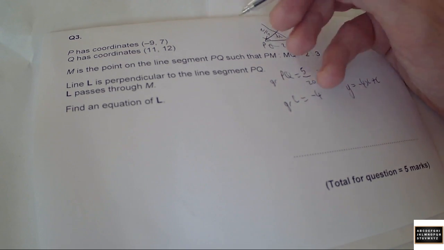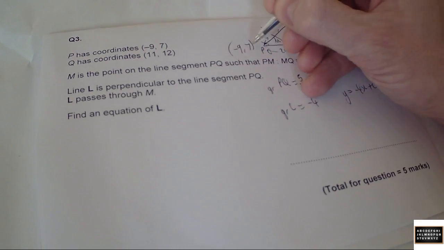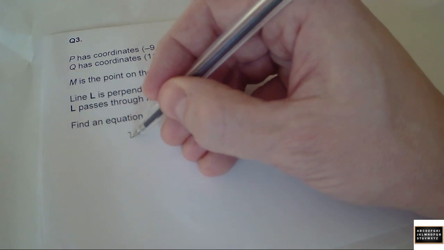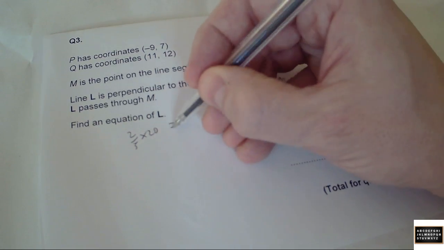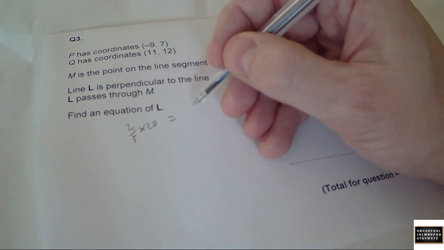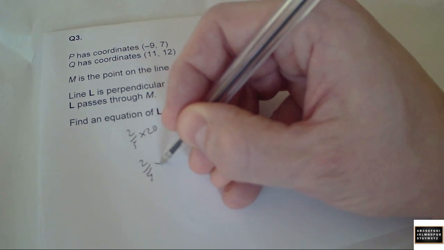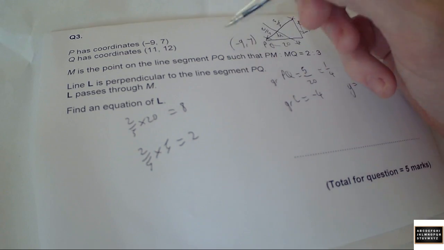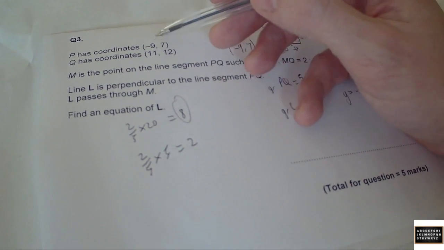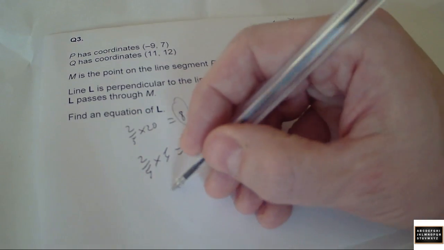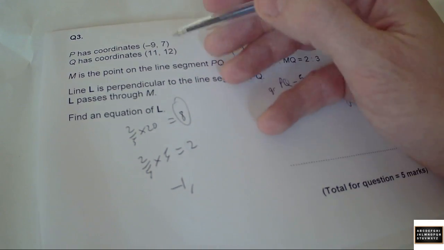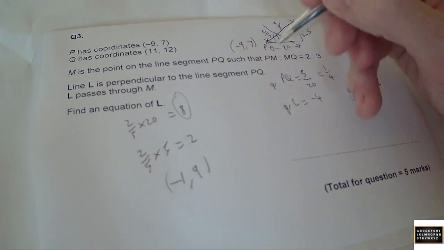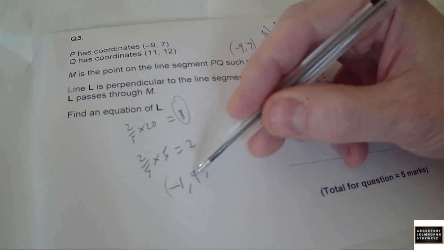So whereas we start with minus 9, 7, so this point here is minus 9, 7, we're going to go 2/5 of that journey along, so 2/5 of 20 along will be 8, and 2/5 of that journey up, so 2/5 of 5 in other words, or you can see that's just 2. So we're going to be adding 8 to the x coordinate, so -1, and then 2 to the y coordinate, 2 to 7 here, so that's just 9. So I know my point M now. My point M is -1, 9. That's 2/5 of the journey along.